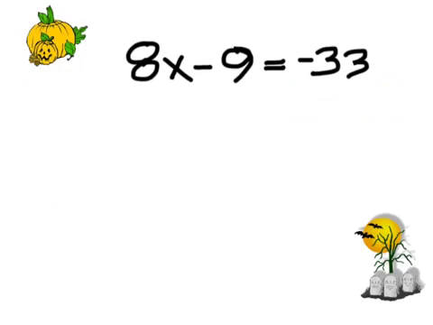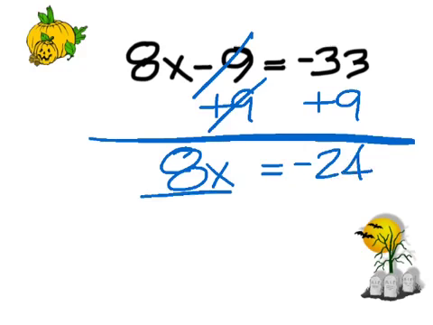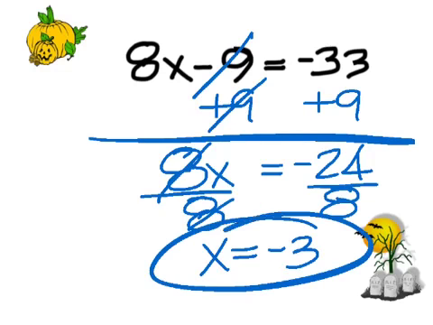Practice number 3. On the practice problem, you must add 9 to both sides. These cancel out, and you get 8x equals -24. Divide both sides by 8. You should have x equals -3.